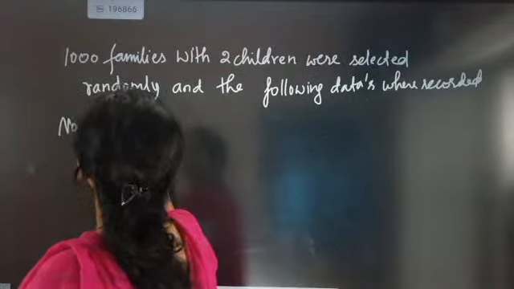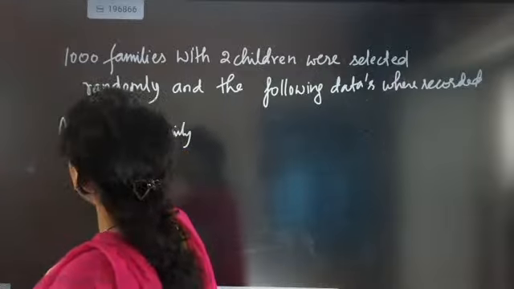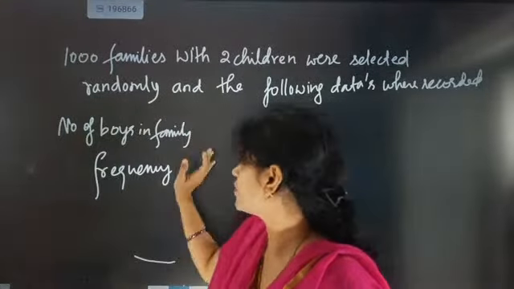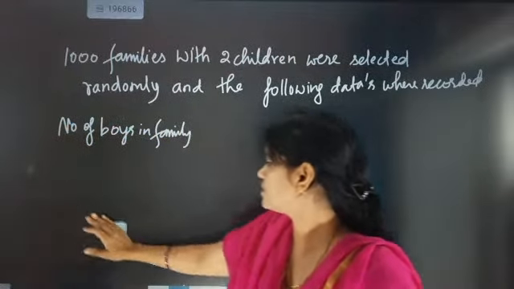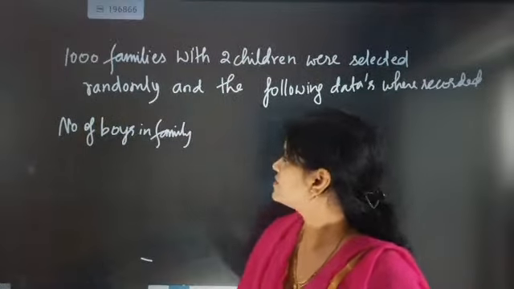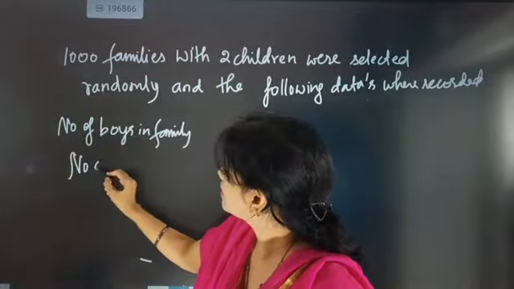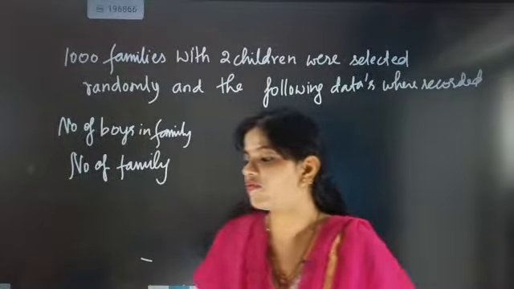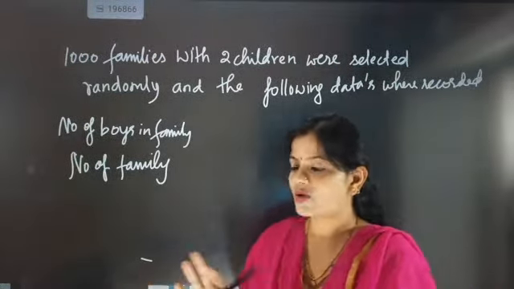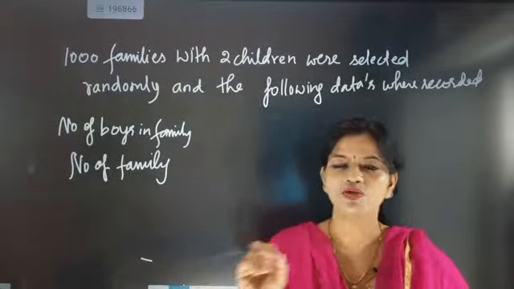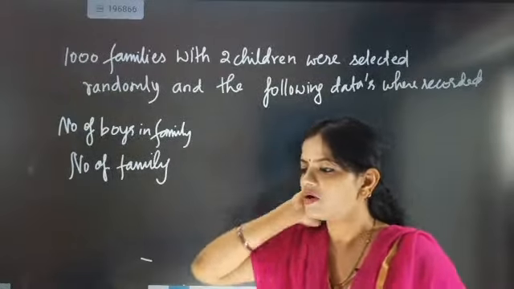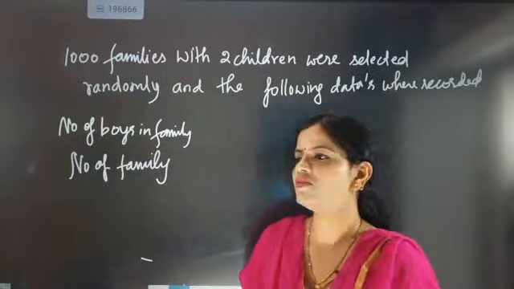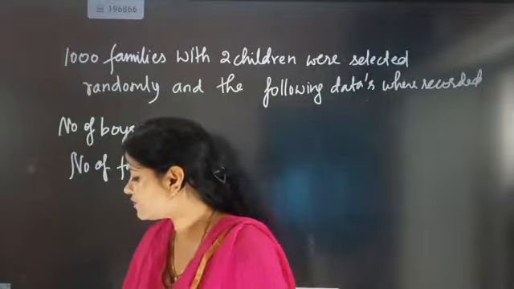Number of boys in family, frequency. Frequency here is number of families, means how many times. Number of families means in how many families, how many boys are there. We checked 1,000 families, and in those 1,000 families only 2 children were there. Now we are going to check in how many families 2 boys are there, or 1 boy 1 girl, or 2 girls. So now we are going to check that, and then we have to find the probability.